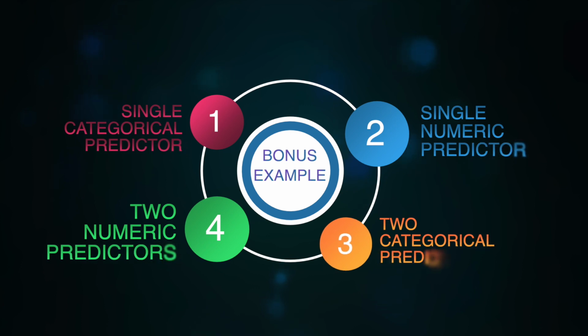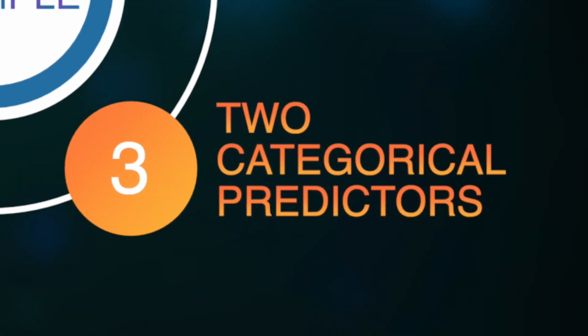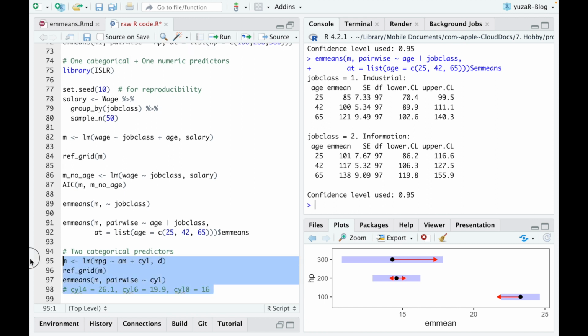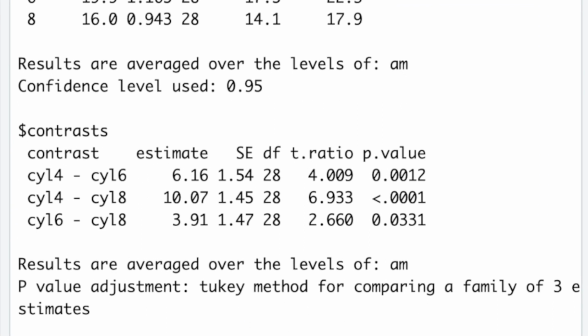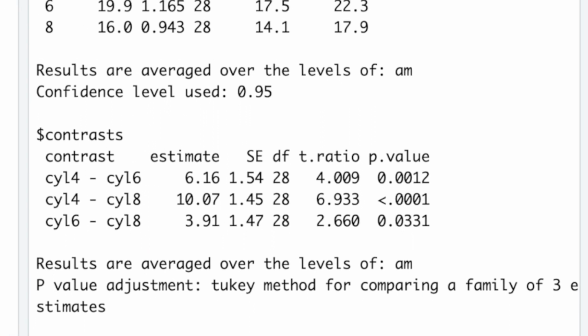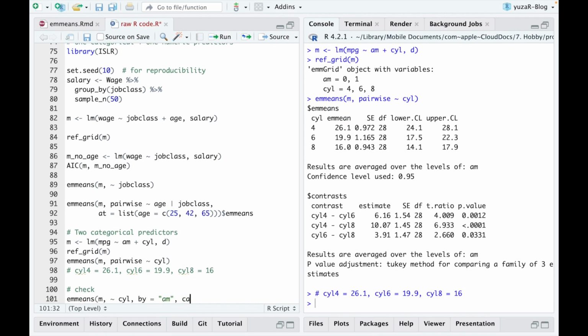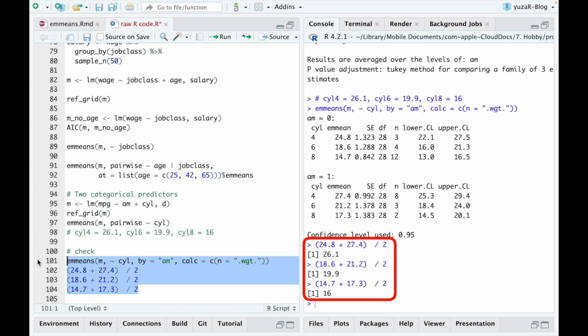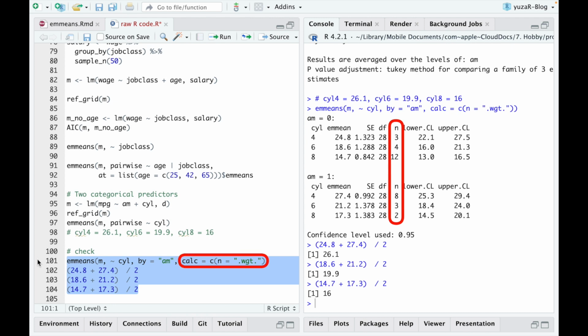The model with two categorical predictors works a little differently. If we examine the estimated marginal means of cylinders while adjusting for automatic transmission, the emmeans command indicates that the results are somehow averaged over the levels of the variable AM. I was initially unsure of what this meant, so I calculated the means of cylinders separately for transmissions 1 and 0 using the by argument and averaged them to get the same estimated marginal means we obtained initially. Oh, by the way, if you want to display the sample size of every level, use this argument.